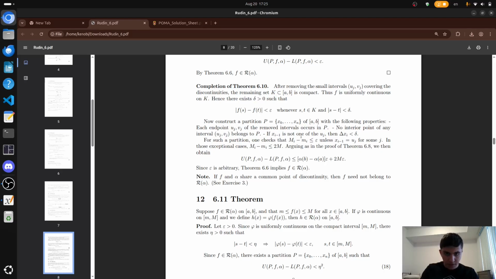So we're doing this because we want around half of the intervals, if you think of it visually, to be less than delta. So we can use that property and show that it's going to be less than epsilon. Let's read the remaining part of the proof.